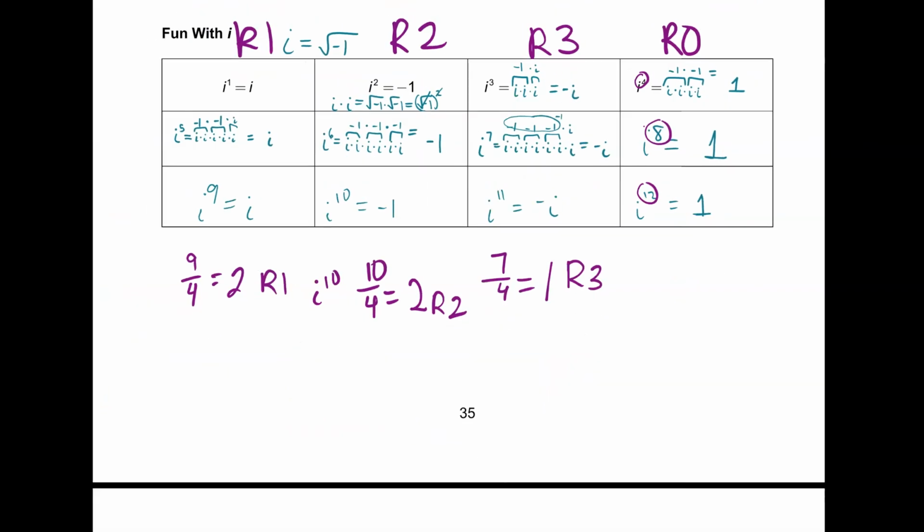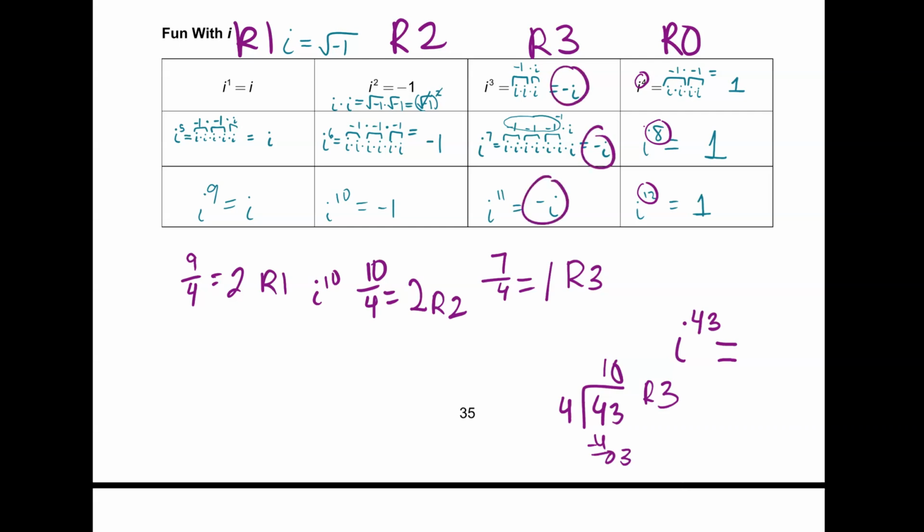So let's do something hard. i to the 43rd power. You know exactly what that's going to be. You take 43, divide by 4, and I want to know how many remainder it has. So 4 goes into 4 once, 4, 0. 4 goes into 3 0 times, and that means a remainder of 3. A remainder of 3 means negative i is what it's going to be equal to.